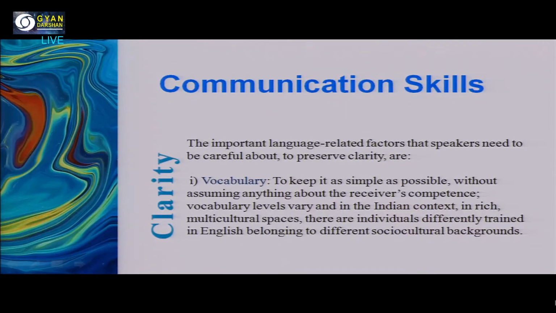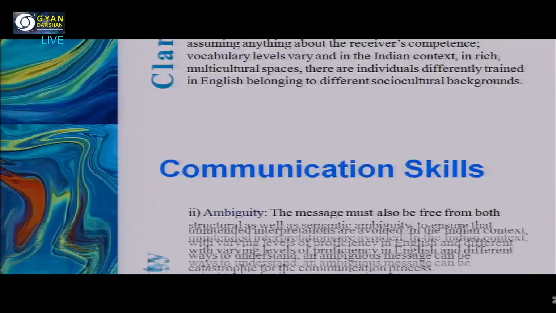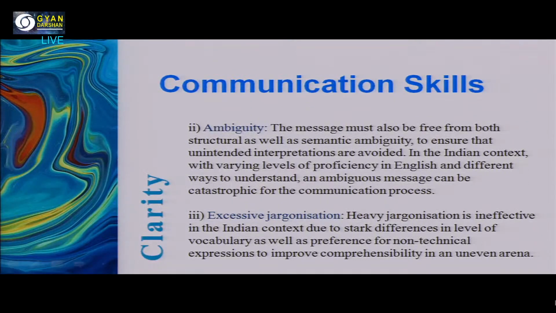Now, I would like to focus on certain important language-related factors that speakers need to be careful about. So as to preserve clarity, you need to focus on your choice of vocabulary. To maintain clarity, you have to keep it as simple as possible without assuming anything about the competence of the receiver. Vocabulary levels vary in multicultural spaces. There are individuals belonging to different socio-cultural backgrounds, and the competence varies. So we need to keep in mind the use and the choice of vocabulary.